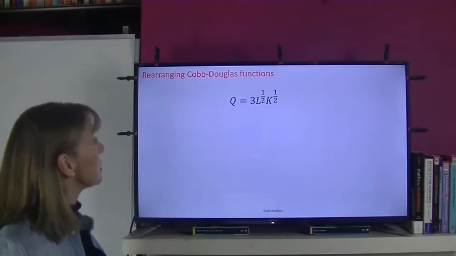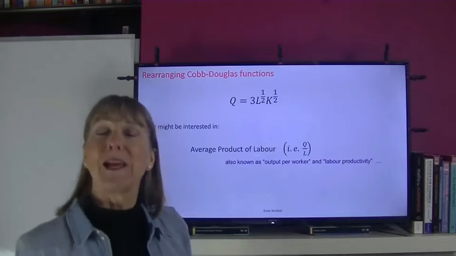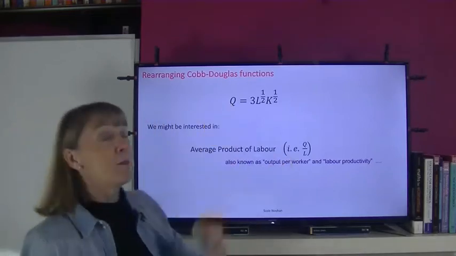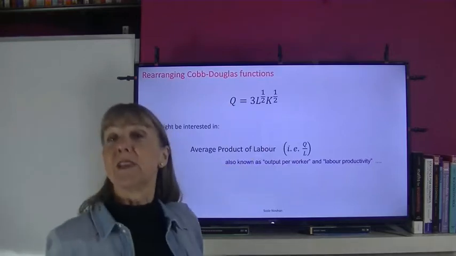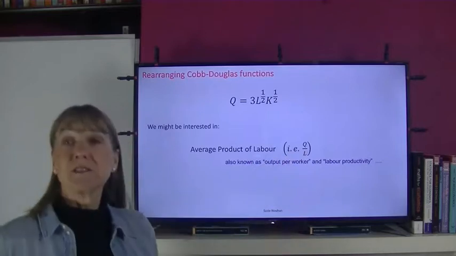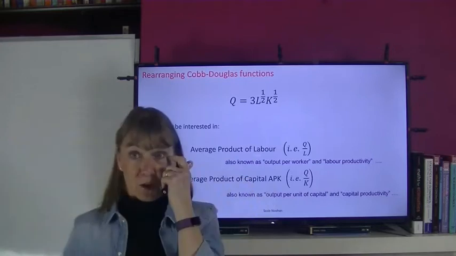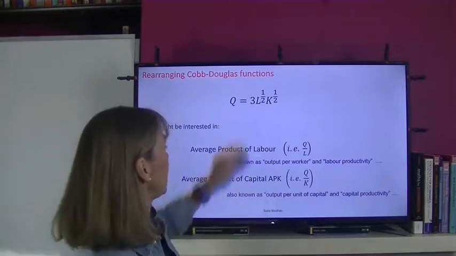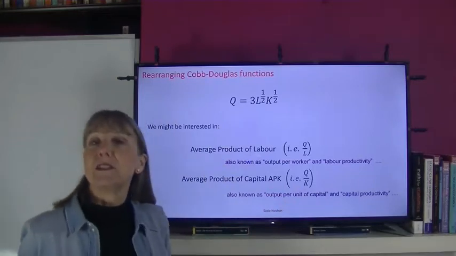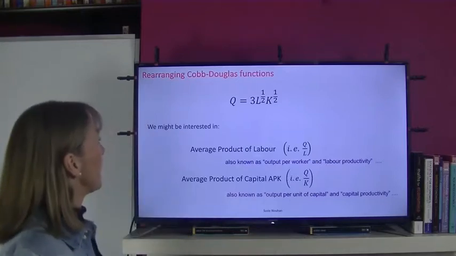For instance, we might be interested in Q over L. Q over L will be average product of labour. We take the overall output and divide it by our number of workers and we get an idea of the average output per worker. Output per worker, labour productivity, average product of labour, call it what you will. We also have average product of capital. Again, Q divided by units of capital, so we can see how much output we're getting for each of our units of capital, millions, thousands, whatever they are.